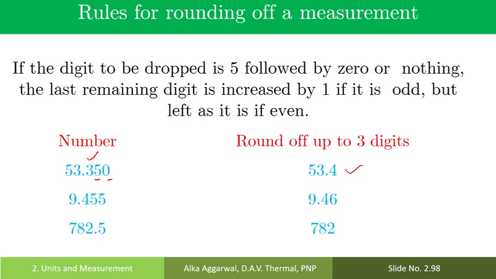If the number to be dropped is 5 followed by nothing, then the preceding digit is raised by 1 if it is odd. So the result is 9.46. If the number to be dropped is 5 followed by 0 or nothing, then the preceding digit is left unchanged if it is even, and the result is 782.